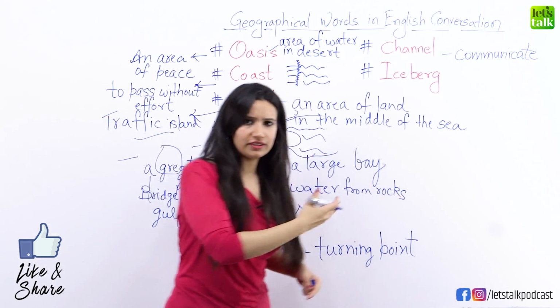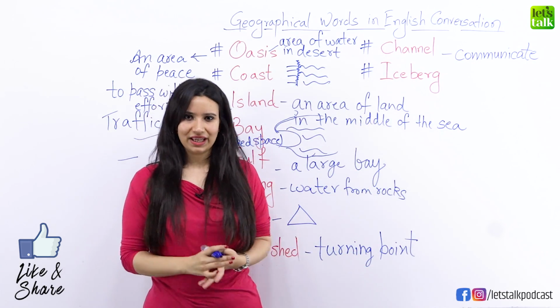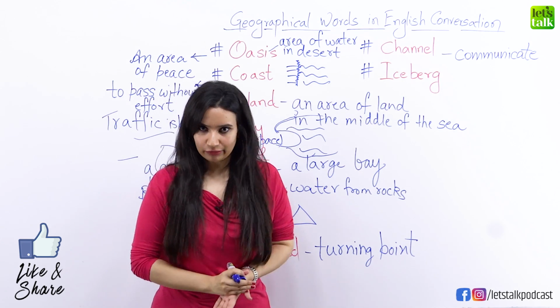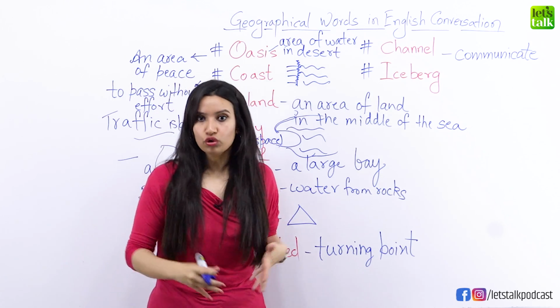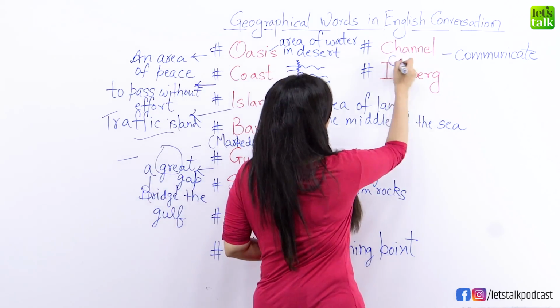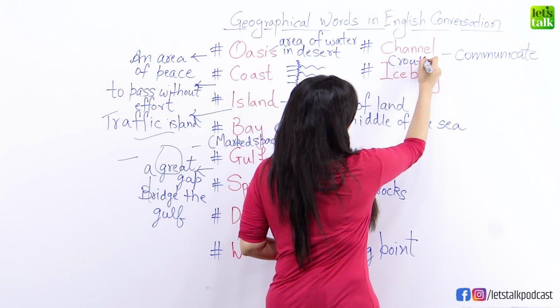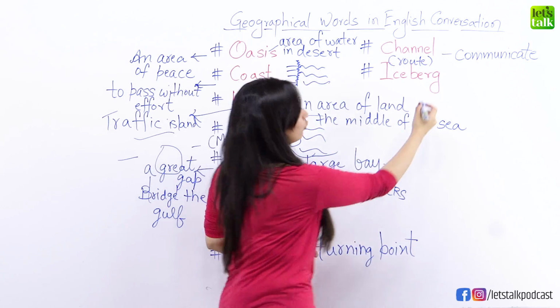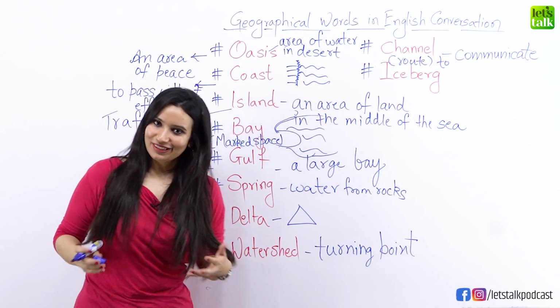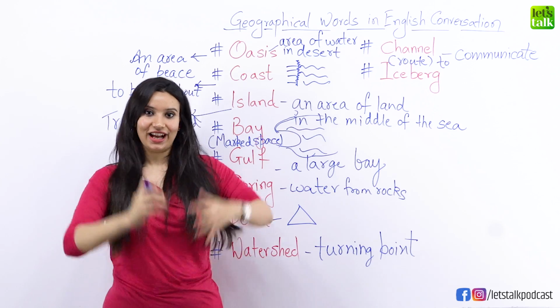So if you want to use it, it can be used very formally by saying that complaints should be made through the correct channel, which means the correct route or the correct way to communicate. So channel actually means route. So in English, it means a route to communicate. Right. Now the last one that we have for the day is an iceberg.